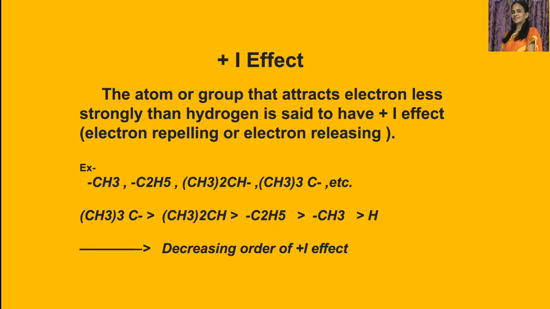And the effect that is caused due to the presence of electron donating or electron repelling groups is known as plus I effect. So what is plus I effect? The effect caused by the presence of electron donating groups is known as plus I effect. Examples: this is tertiary alkyl group, this is secondary alkyl group, this is primary alkyl group, and this is methyl group. These are all the different examples which exhibit plus I effect.